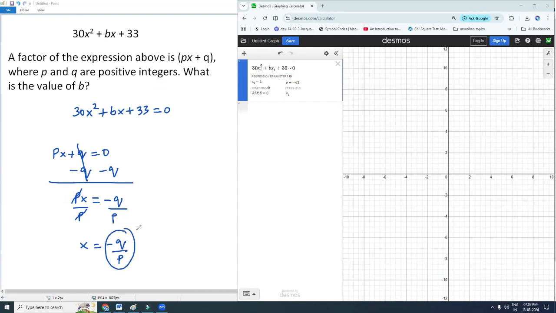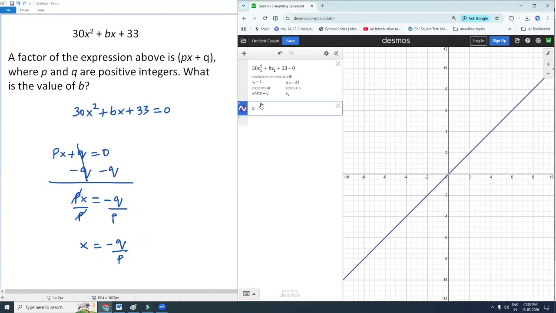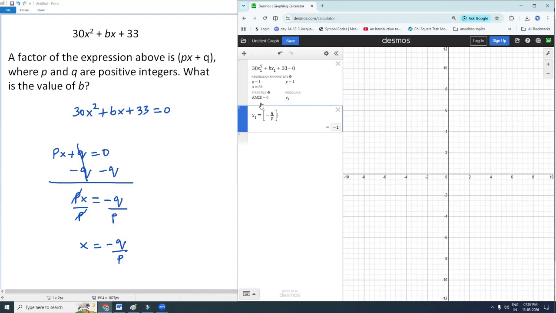So now we can take this -q/p as the value for x1 in Desmos. Okay, let me do it. That is x1 = [-q/p]. Now close the square bracket. Here I got the value of b in Desmos. That is b = 63.